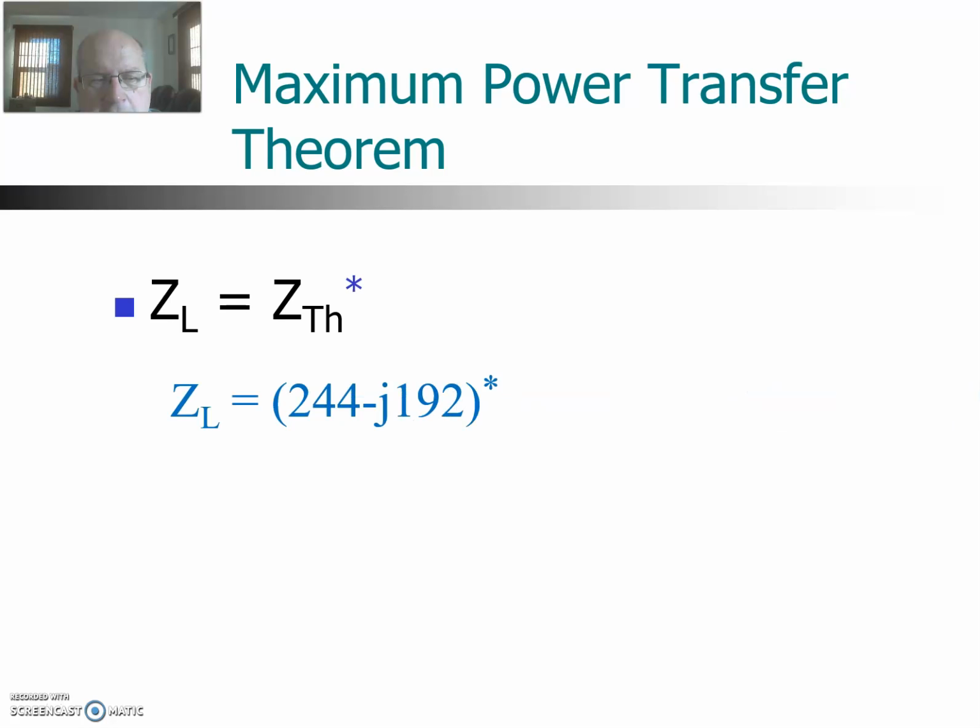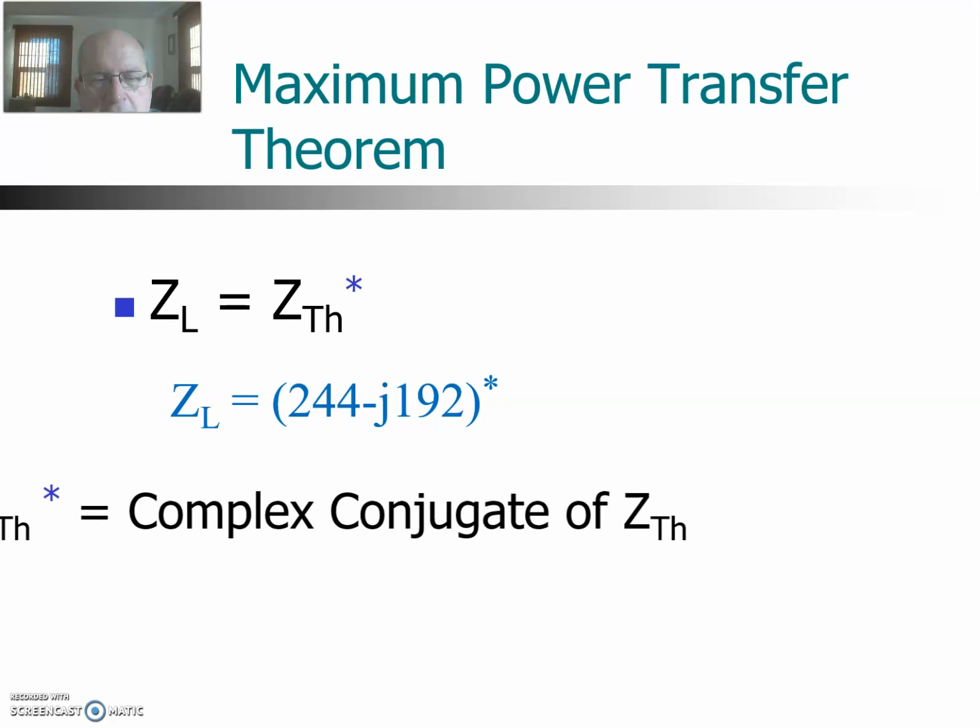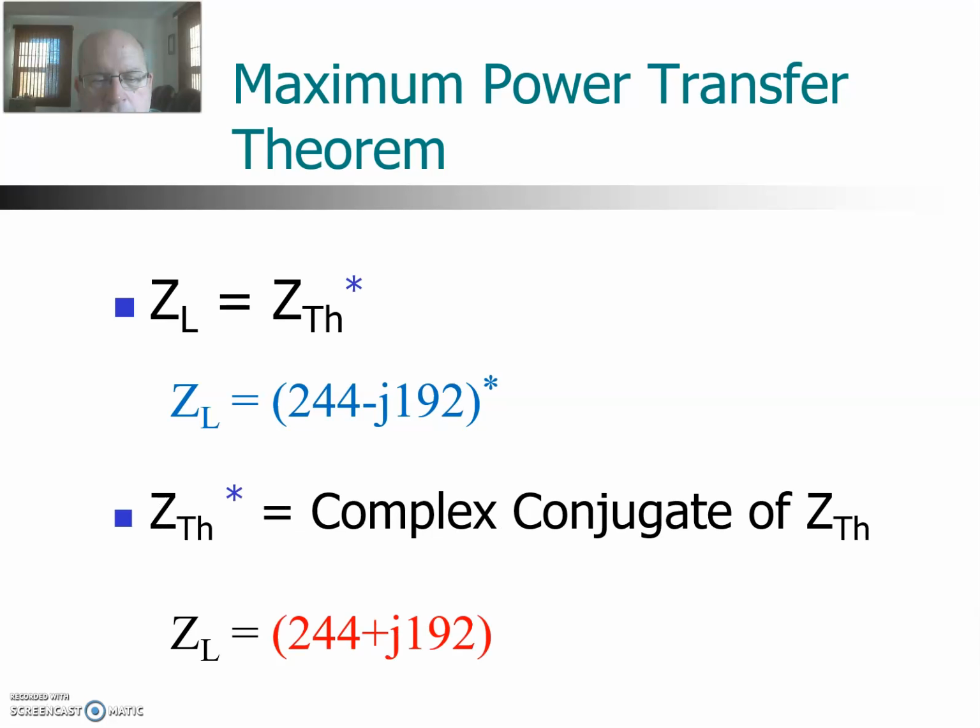It turns out to get the complex conjugate, all we have to do is change the sign of the imaginary portion. So the minus J192 becomes a plus J192. Okay, that's all complex conjugate means. It's just changing the sign of the imaginary portion of the number. If we had written that number in polar, we would just change the sign of the angle. So now we know the load should be 244 plus J192.